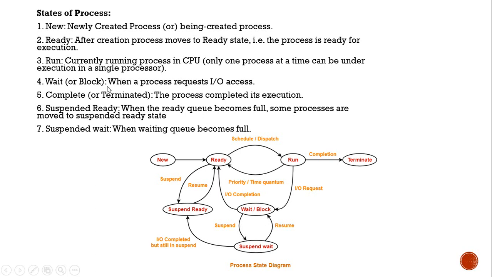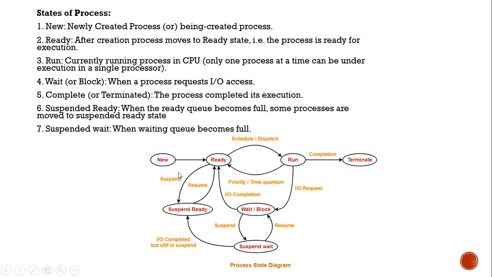Then we have the wait state, or we can say block state. In this state, whenever a process requires input output devices for its execution, it will be placed in the wait or block state. Okay, whenever an IO request is made by a process, that process will be placed into the wait or block state. So after using those IO devices, that process will again go back to the ready state, and again the scheduling algorithm will select that process, and again your CPU will be allotted to that particular process.